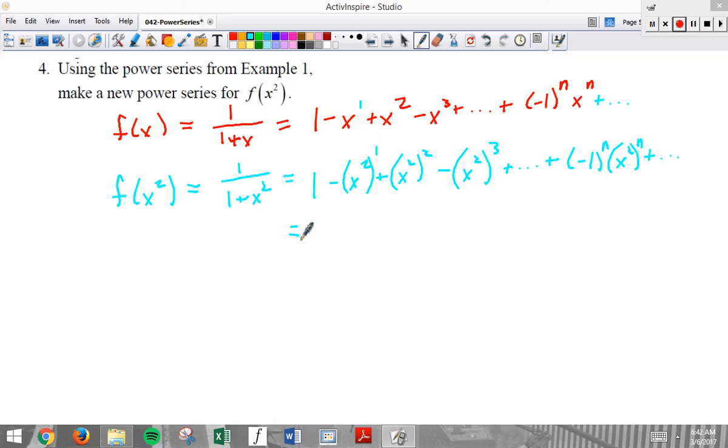Let's simplify. Power to a power, you multiply the powers. Power to a power, I multiply the powers. I can't tell you how many of my students write x to the 8th. This is x to the 6th. And again, we would simplify this to x to the 2n. Knowing your exponent rules will be surprisingly helpful because of stuff like this.